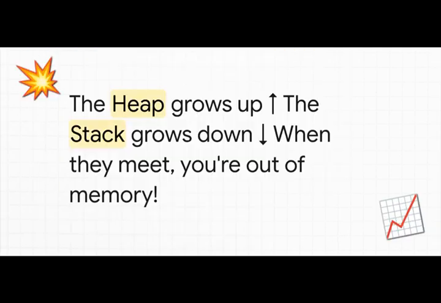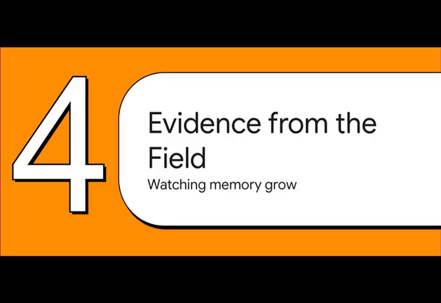And this simple little diagram shows the central drama happening inside your program's memory. You've got the heap growing up and the stack growing down, moving towards each other in the same address space. If they ever collide, game over. You're out of memory. That's when you get a dreaded stack overflow or a failed memory allocation. So that's the theory. That's our map.